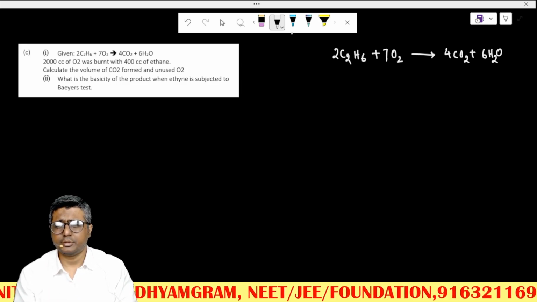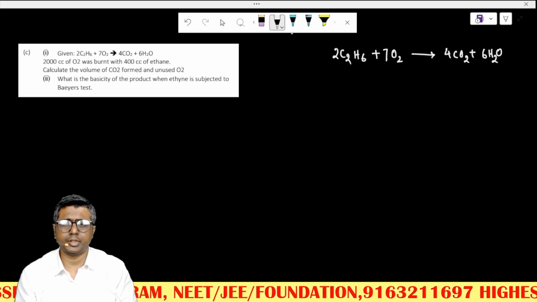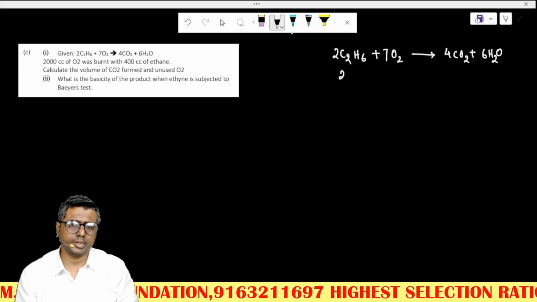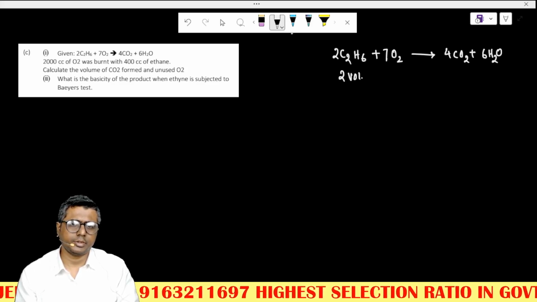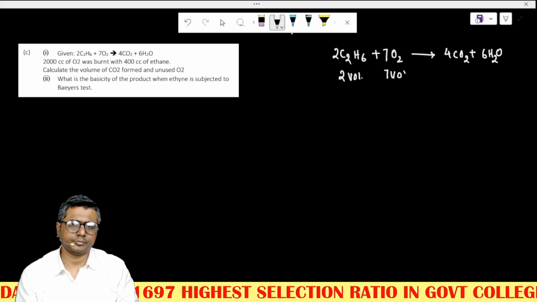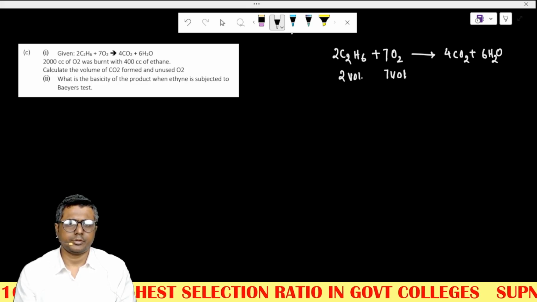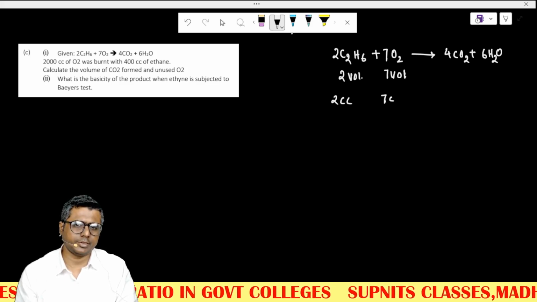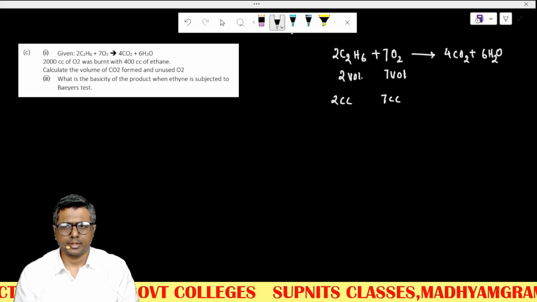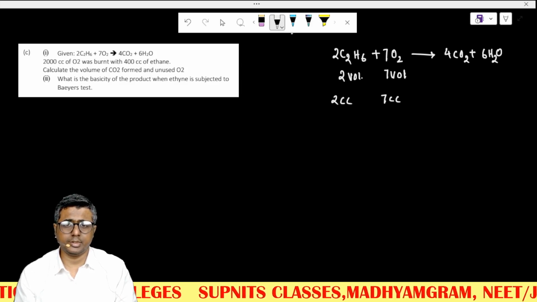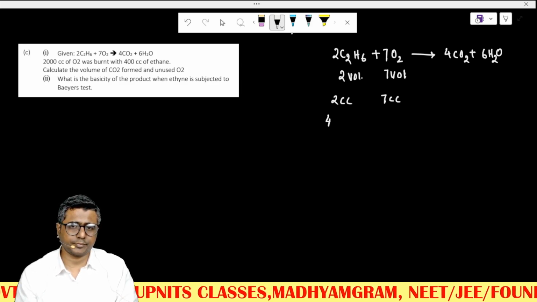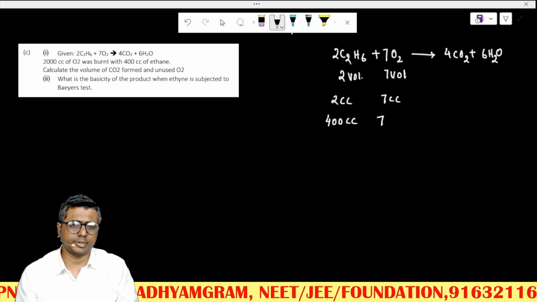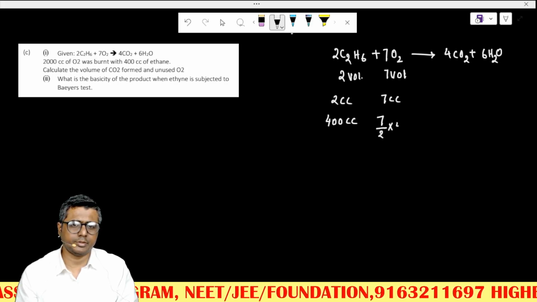Let's see. 2000 cc of O2 was burnt in 400 cc of ethane. See, here it is 2 vol, here it is 7 vol. So you can see that 2 cc of ethane requires 7 cc of oxygen. Now here the ethane is given as 400 cc. So 2 cc gives 7 cc, 400 cc will give 7 by 2 into 400.